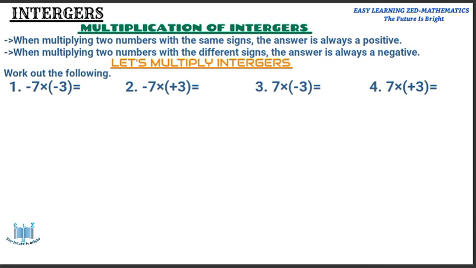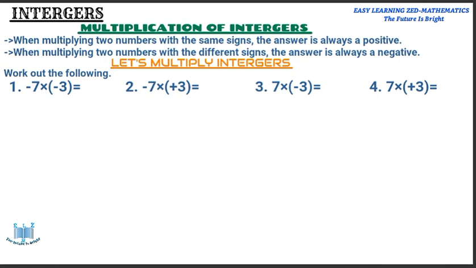Okay, so these are the expressions we are asked to work out. The first one is -7 multiplied by -3. Here we're going to use rule number 1, which is when multiplying two numbers with the same signs, the answer is always a positive. That means we are multiplying two negatives, so our answer will be a positive. Now we know that our answer will be a positive, so we ignore the signs and multiply 7 by 3, which will give us 21.